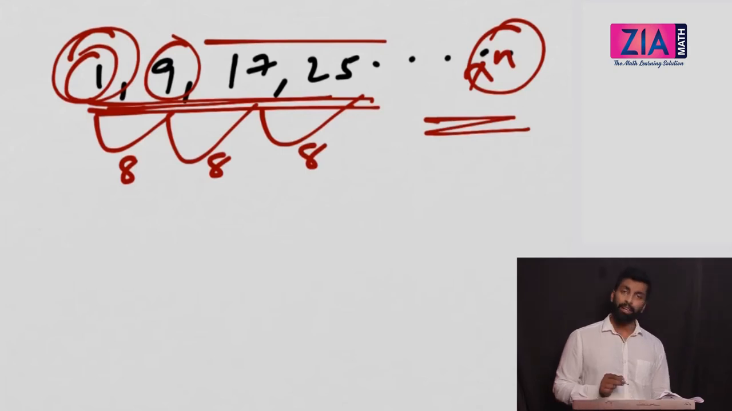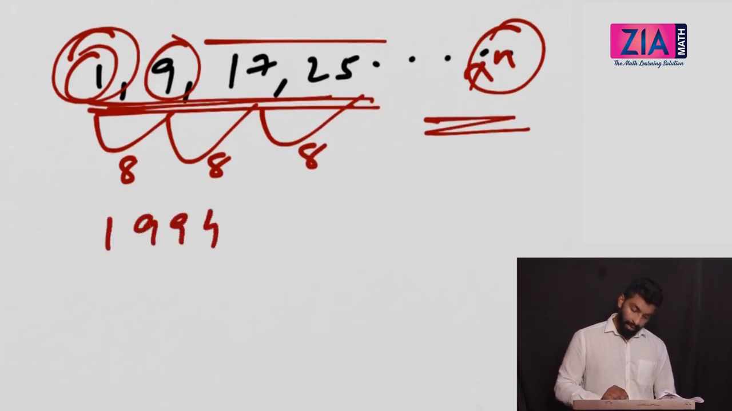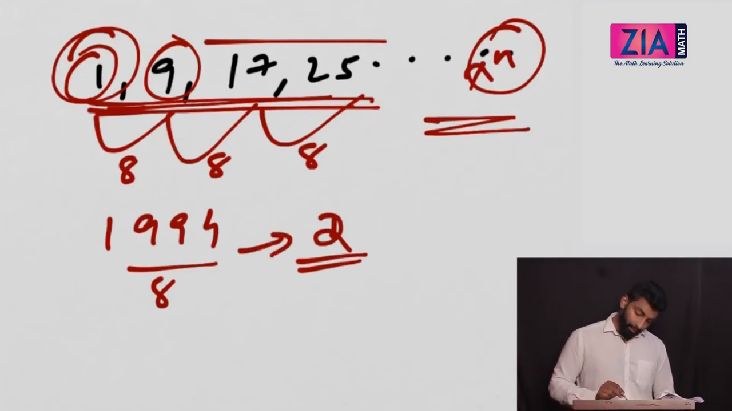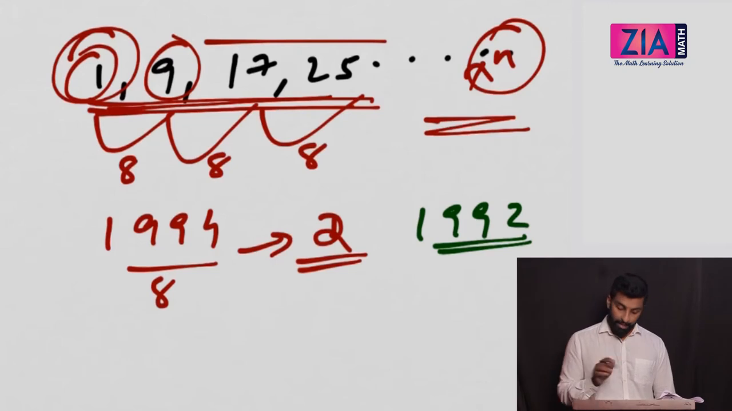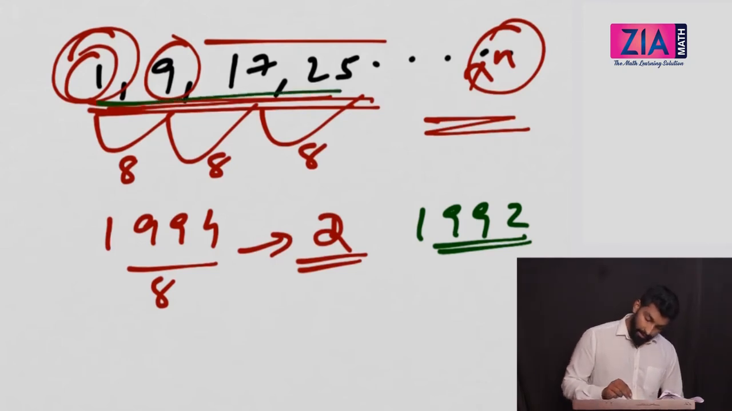You can either divide 1994 by 8, or you can divide 2000 by 8 also. So if you divide 1994 by 8, you get remainder 2. What does it mean? 1994 when you divide by 8 gives a remainder 2, which means 1992 is a multiple of 8. But what are the numbers in the series?